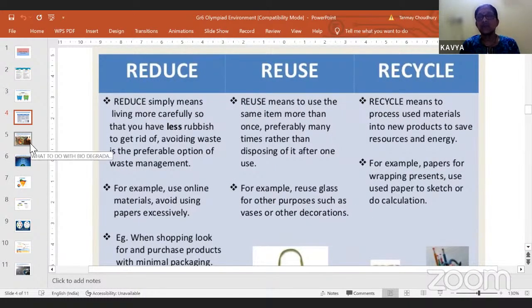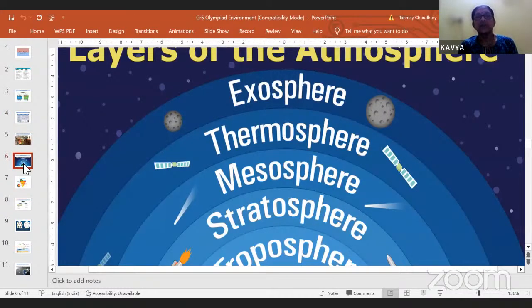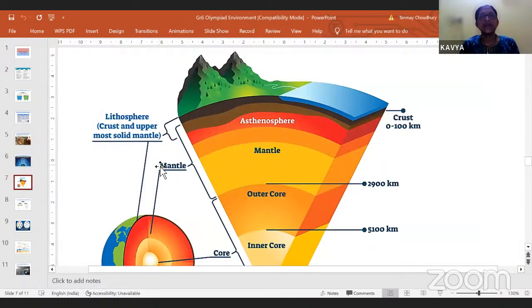So these are about the waste, biodegradable and non-biodegradable. Now let us do the layers of the atmosphere. What are the layers of the atmosphere? The exosphere, thermosphere, mesosphere, stratosphere, and troposphere. These are the layers of the atmosphere. What is the lithosphere? There are some questions in the Olympiad about lithosphere. The lithosphere is the outermost layer of the crust, which consists of the rocks, the soil, the minerals, and everything.